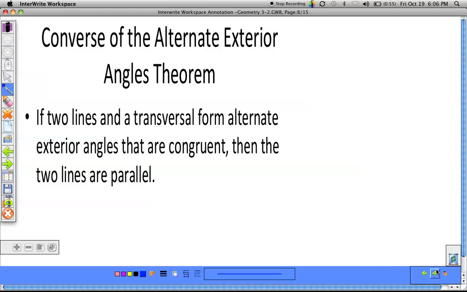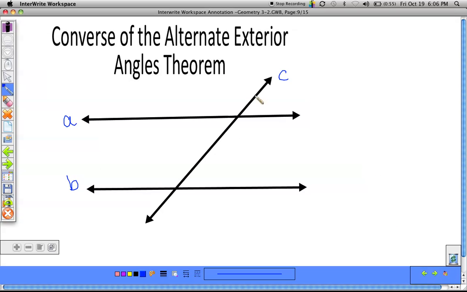The next one is the converse of the alternate exterior angles theorem, and that says that if two lines and a transversal form alternate exterior angles that are congruent, then the two lines are parallel. So, an example of this one, because we're looking for alternate exterior, looking at alternate sides of the transversal, but outside of A and B. So, let's call this one angle 1, and we'll call this one angle 2. And so if angle 1 is congruent to angle 2, then A and B are parallel.